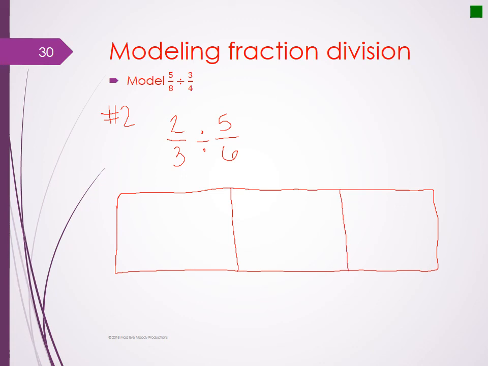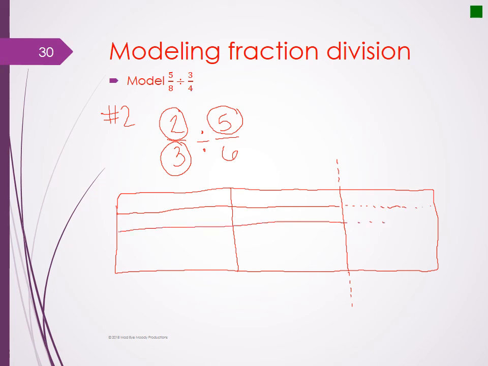So now I have 3 pieces making up the whole. That's where this 3 comes from. That tells me how many pieces to split my whole into. And the 2 tells me how many I'm going to be looking at or working with, my original amount. The 5 here tells me how many pieces I'm going to split the 2/3 into. So I'm going to have 1, 2, 3, 4 lines, and that creates 5 pieces.